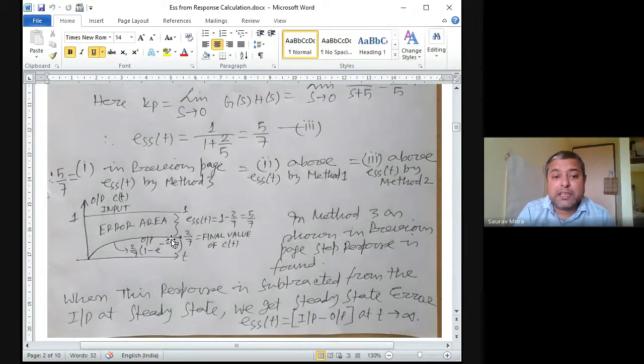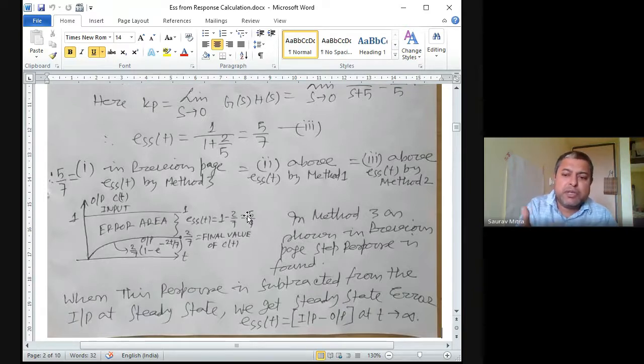But the first method and the third method you have to understand, because in the first method you are applying the final value theorem, and the third method requires too much understanding, because in the third method first you are finding the system output c(t), then you are finding the system output c(t) at t equal to infinity, so that is 2 by 7, and then you are subtracting that final value from the input final value. So the input is steady at 1, the output final value is 2 by 7, so 1 minus 2 by 7 is equal to 5 by 7. This is called the steady state error.